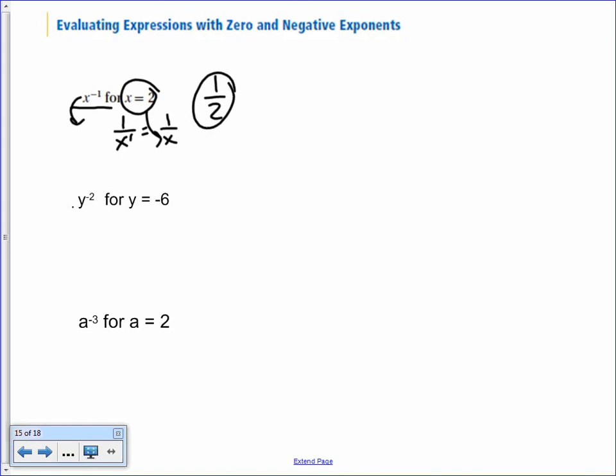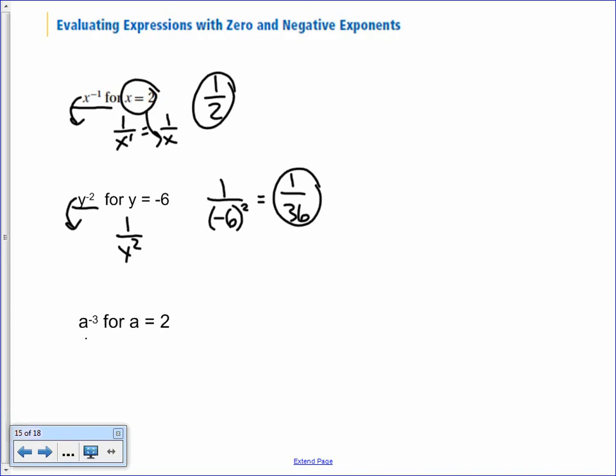So we have a y to the negative 2. Again, we got to simplify that expression. So that becomes a 1 over y squared. And then plugging in negative 6 in there. Now careful on these. When you plug in a negative number, let's make sure to always put that in parentheses. So 1 over negative 6 to the second power. That's going to give me a 1 over 36. So negative 6 to the second power, negative 6 times negative 6 will give me a positive 36.